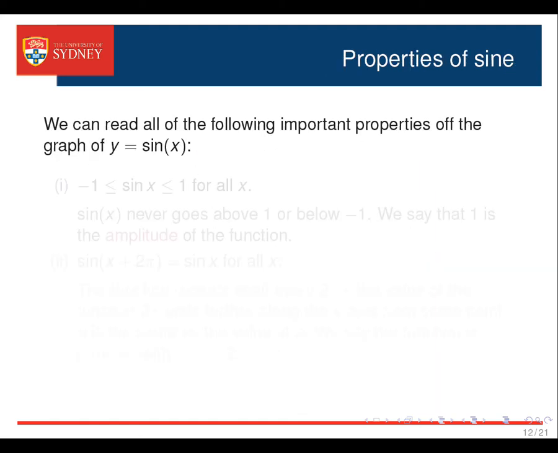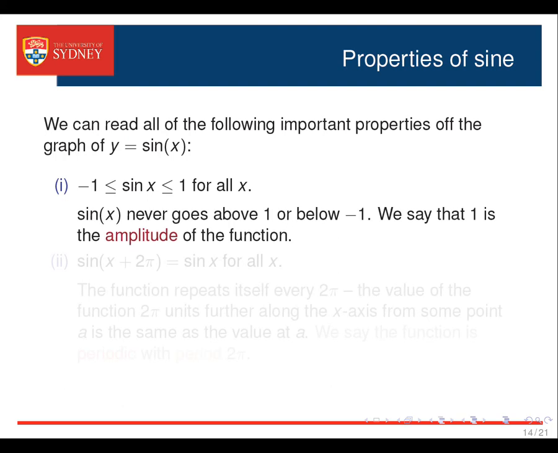Here's a summary of the important properties of the graph. First, minus 1 is less than or equal to sine x, which is less than or equal to 1 for all x. As we noticed before, the graph is always between 1 and minus 1. We say that the function has amplitude 1.